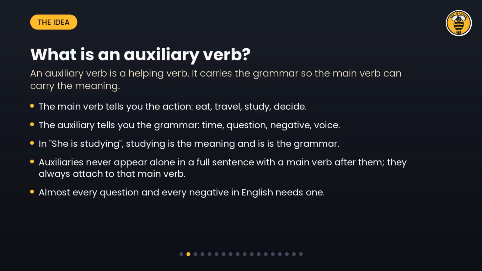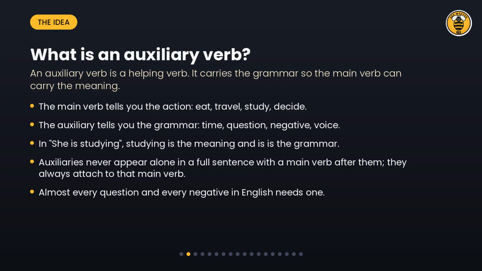So what is an auxiliary verb? Think of it as a helping verb. It carries the grammar so that the main verb is free to carry the meaning. The main verb tells you the action: eat, travel, study, decide. The auxiliary tells you the grammar around the action, when it happened, whether it is a question, whether it is negative.